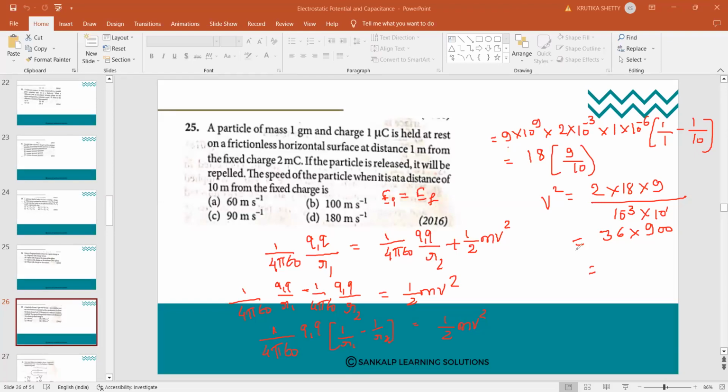Therefore v is equal to, taking the square root outside, how much will 36 under root give? So 36 root is 6. Then 900 it is 30. So what is that? 30 into 6, that is 180 meters per second. Correct? Yes, correct. What about others?